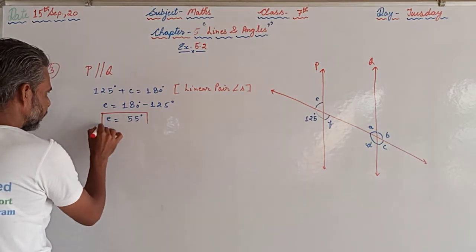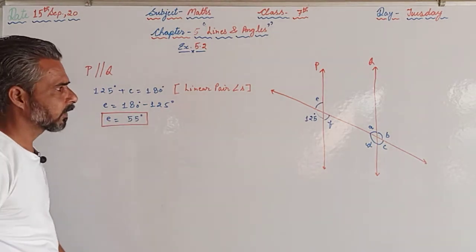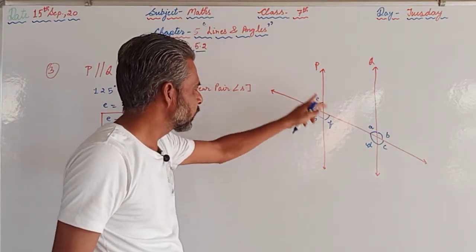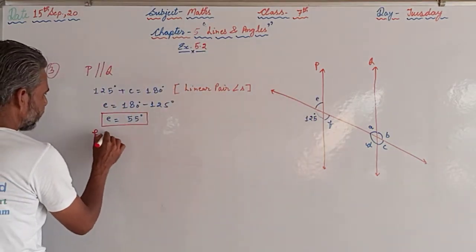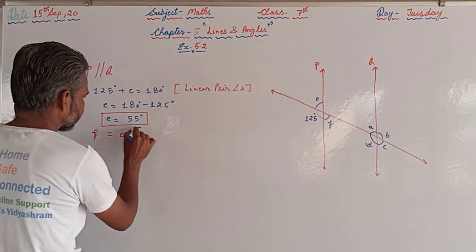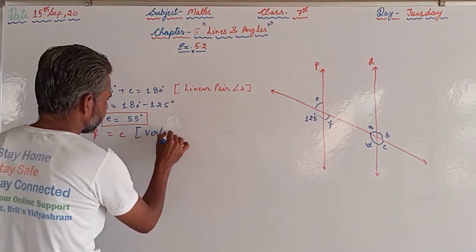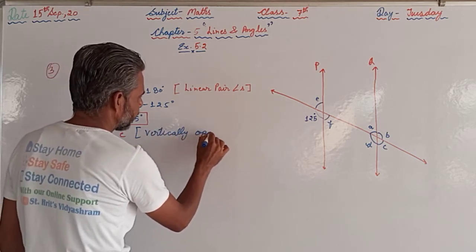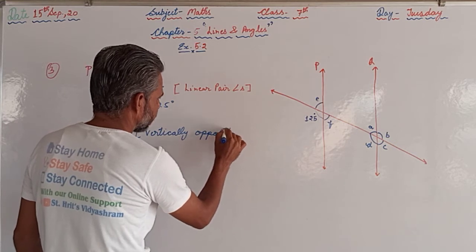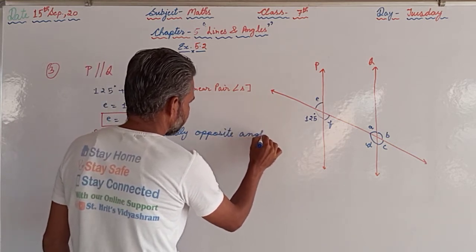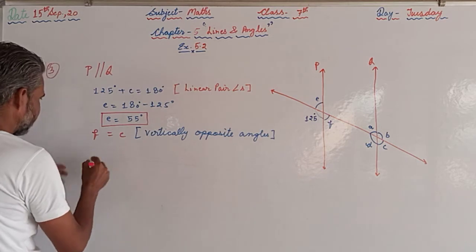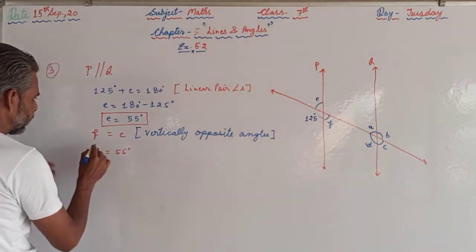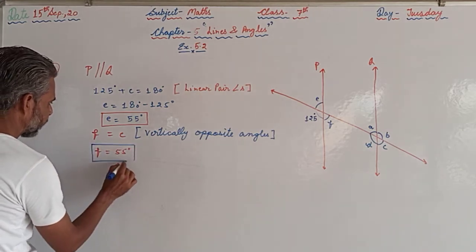So E is 55 degrees. Now F will be equal to E. Why? Vertically opposite angles. So F will be equal to E, vertically opposite angles. Hence F will be equal to 55 degrees. So two angles we have already found.